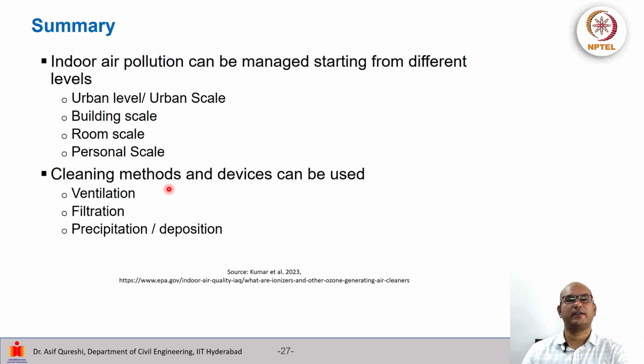One can use different cleaning methods and devices. For example, ventilation. Natural ventilation is a bit more variable, and mechanical ventilation is where we can control the treatment by installing things such as filtration, and also using methods such as electrostatic precipitation and deposition, for example through using ionizers. There are also techniques like membrane filtration that are coming up.